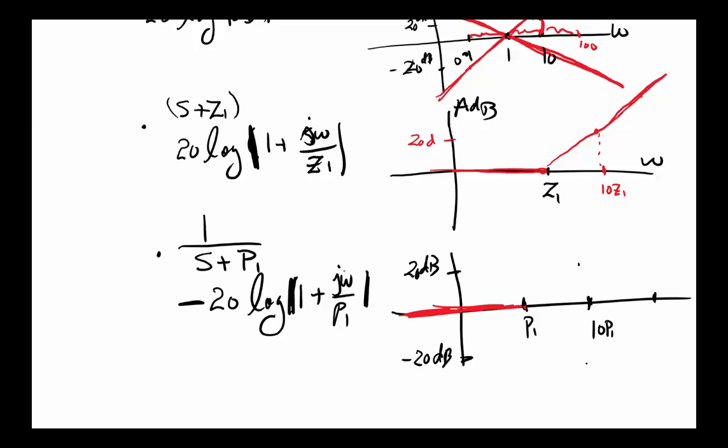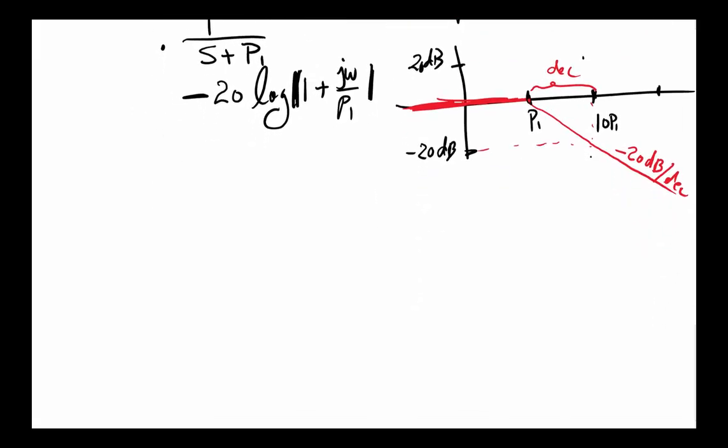So what's going to happen is that this will drop for a decade. A decade is when things go 10 times the previous value. So this is a decade. So you'll notice that this will drop. So at 10, it'll be a minus. So this is said to be a minus 20 dB per decade slope. And again, this is plus 20 dB per decade.